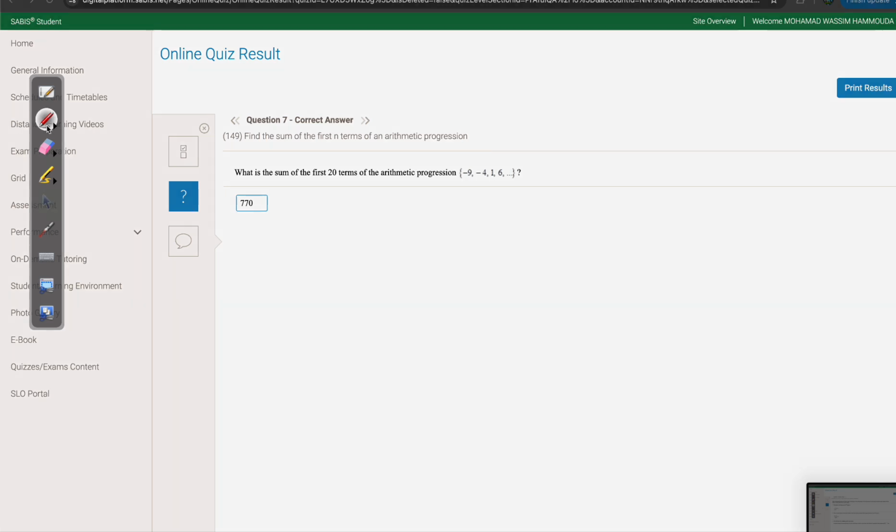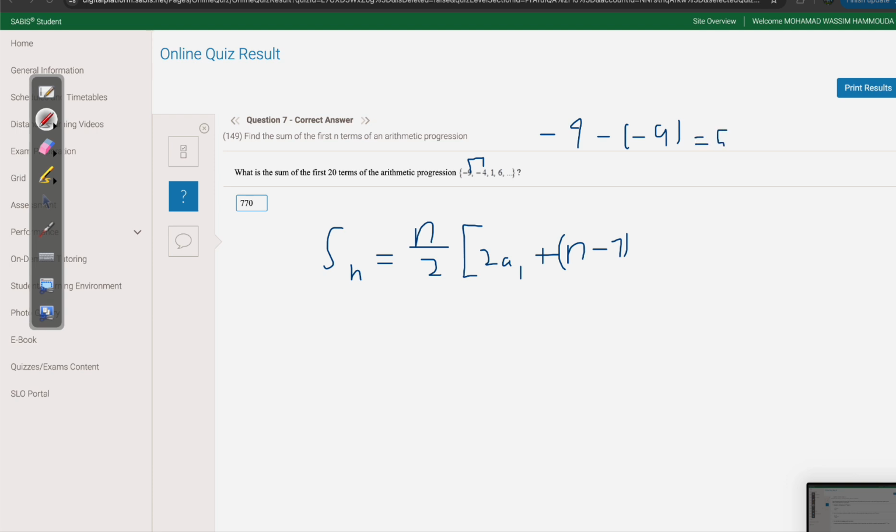Again, the sum of the first n terms in an arithmetic progression is equal to n over 2 times 2a1 plus n minus 1 times d. D, how do we find it? We're gonna do negative 4 minus negative 9, my bad. That will give us 5, right?